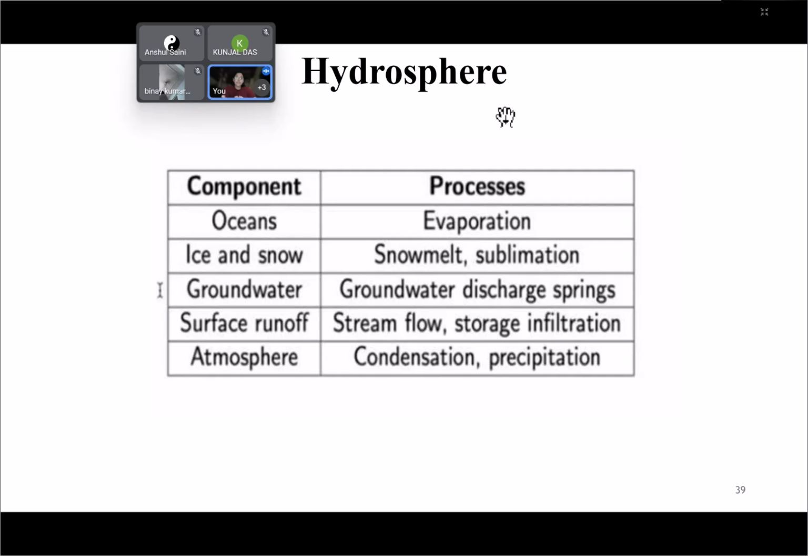So in hydrosphere, we looked into the different components, which basically talks about where all you find water on planet Earth. So you have ocean, you have ice, you have groundwater. These are all different kinds of water as well, and that's because they have different processes. As you can see on the right side, oceans have evaporation, ice has snow, which only comes into existence or is discharged from the component by melting or sublimation. And then you have groundwater, surface runoff, and atmosphere. Atmosphere, if you remember, is water vapor; this is what we are trying to talk about here.